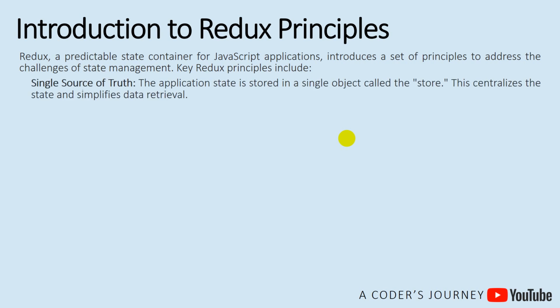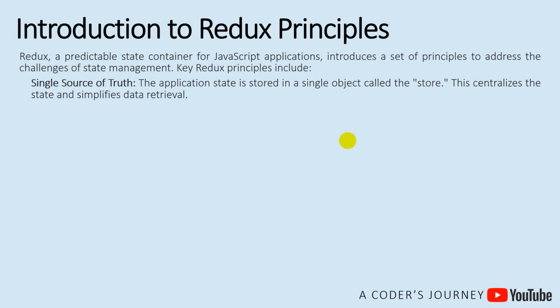First and foremost, single source of truth. So the application state is stored in a single object called the store. This centralizes the state and simplifies data retrieval. If you remember in the last video, I talked about the fact that if you want to implement a state management solution yourself in a small application, chances are that you will resort to different components and services, and this kind of causes the logic of state management to be scattered through the application.